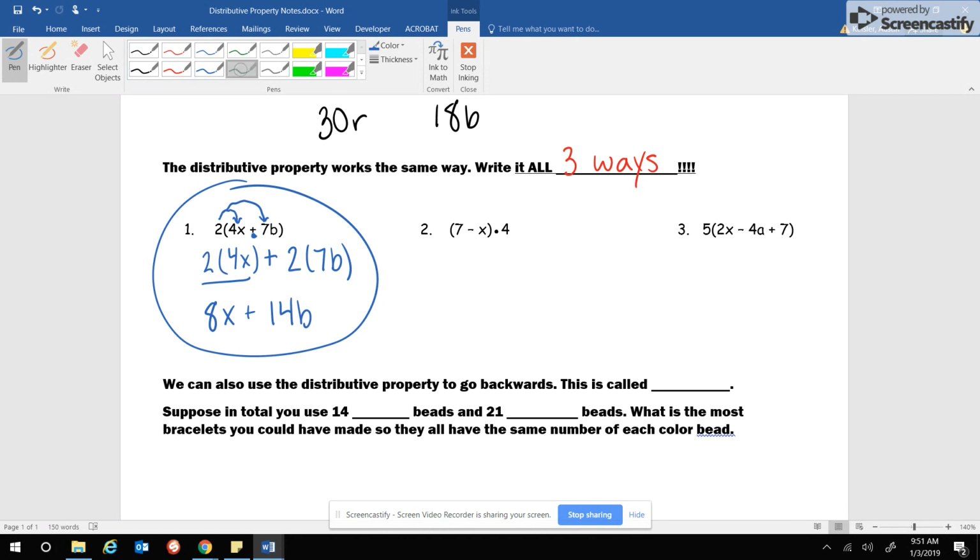All right, number 2 is the same thing, but you may notice I have this 4 written on the other side over here. Same idea, though. I'm still going to distribute the 4 into everything on the inside, and I'm going to write it out in expanded form first. So first I'm just going to do 4 times 7. I'm going to keep the same sign. So since I have a minus, a negative, or subtraction, I'm going to write subtraction. And then I have 4 times x, which is just 4x.